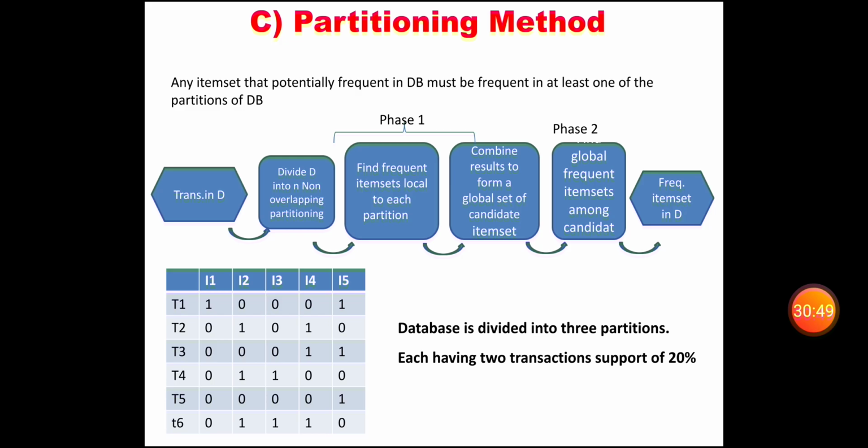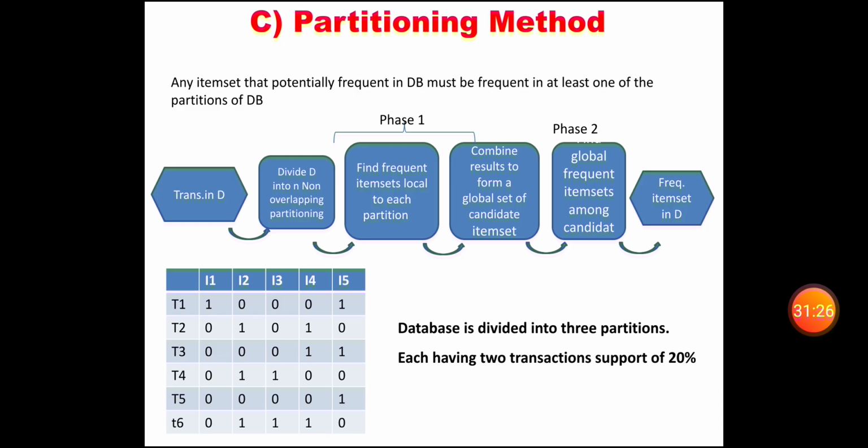First we will take the transaction IDs, then divide the transactions into n number of non-overlapping partitions. Then we have two different phases. In phase 1, we find the frequent item sets local to each partition, and combine the results to form a global set of candidate item sets. In phase 2, we find the global frequent item sets among the candidates, and finally we get the frequent item sets in the database.